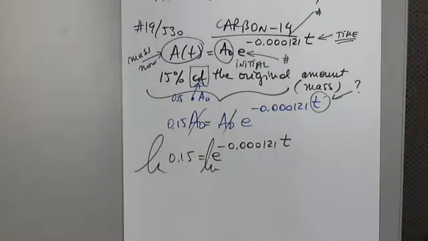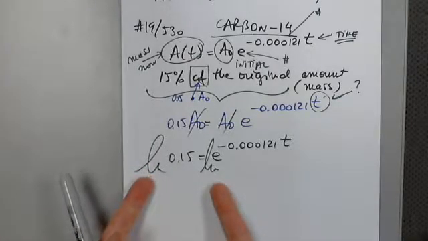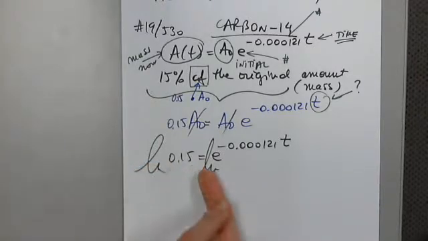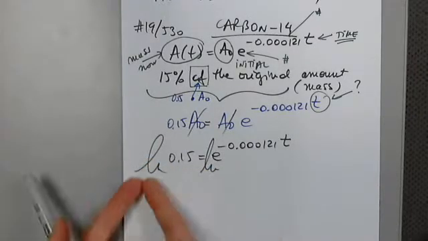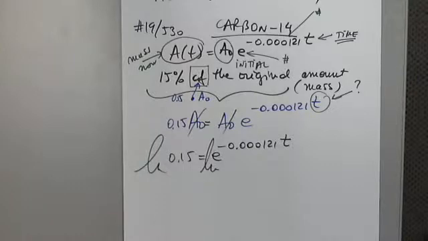Or log. The reason I use ln is that it's easier to write, but it doesn't matter. You can apply common log to both sides and you will get the same answer. But be careful to apply the same function to both sides. If you apply log here, you have to apply log there. If you apply natural log here, then you apply natural log to the other side.